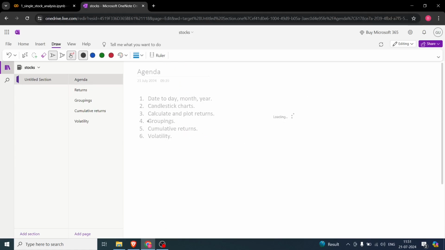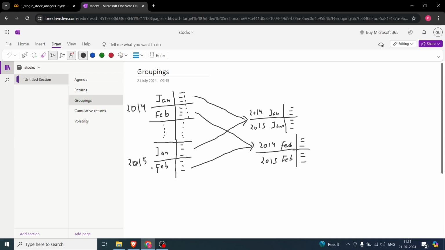So now after returns we had groupings, so let's concentrate on groupings, and you need to understand this diagram first in order to get into the grouping portion. So basically this is implemented using the group by function in pandas.